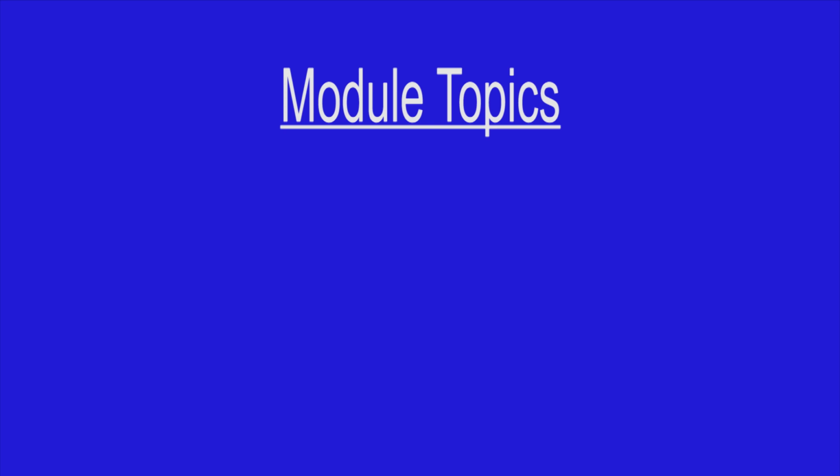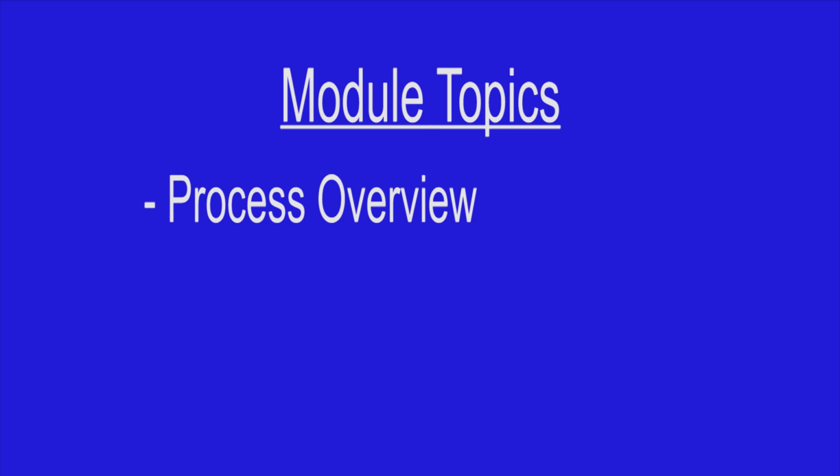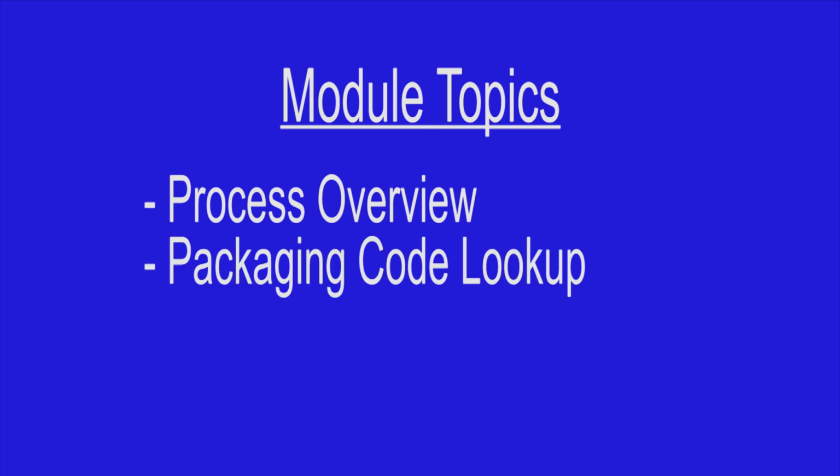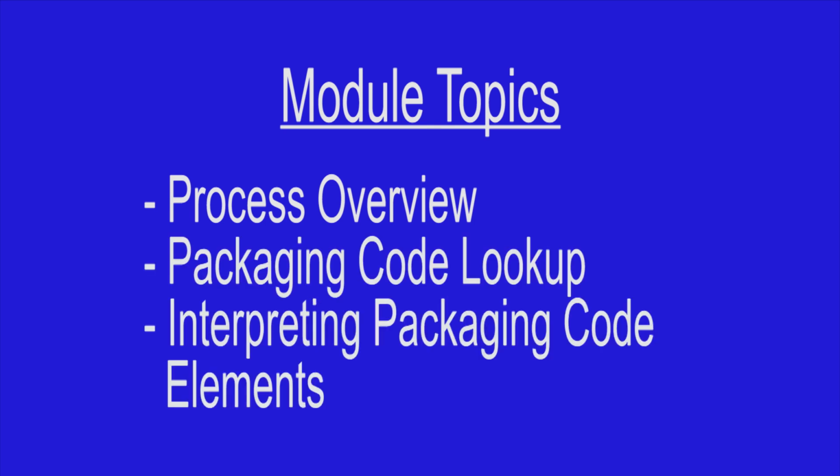This module will address the following topics: Process Overview, Packaging Code Lookup, and Interpreting Packaging Code Elements. In the previous module, we learned about the 12-character packaging code and became familiar with the doctrine used to interpret it. In this module, we will perform a step-by-step walkthrough to determine an item's preservation requirements.